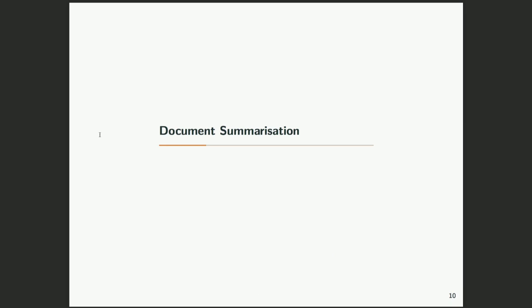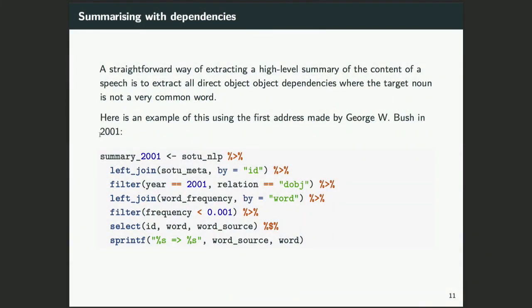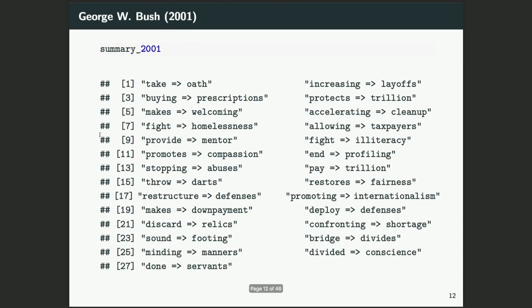So the next part is document summary. Another thing we can do is a high-level summary of the content by just looking at the direct object dependencies, where the noun is not a very common word. So here's an example using the first address by George Bush. We're just going to pull those, looking at his 2001 speech. So if we look at those, we can see what he's talking about.